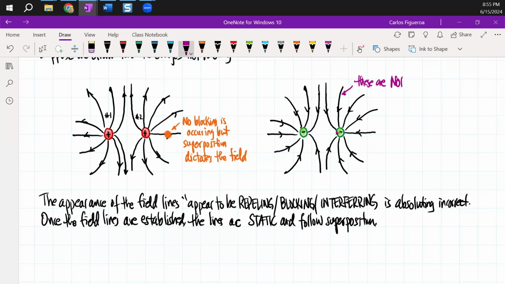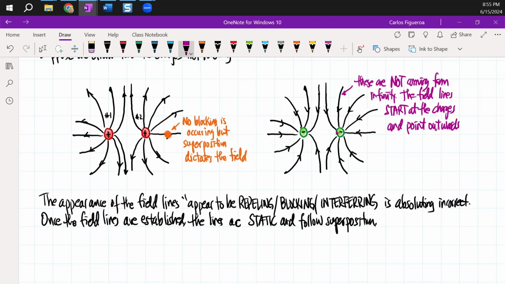Another thing that I should really say here is that when you're looking at these field lines, they are not coming from infinity. The field lines start at the charge and point outwards. That's what we mean by that.